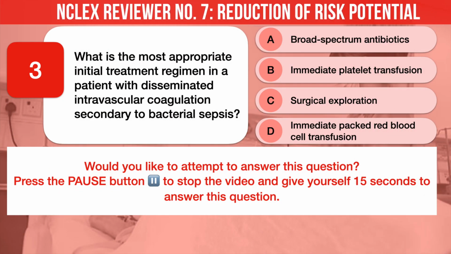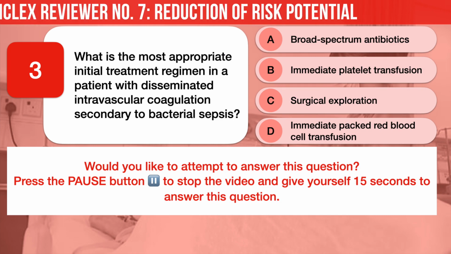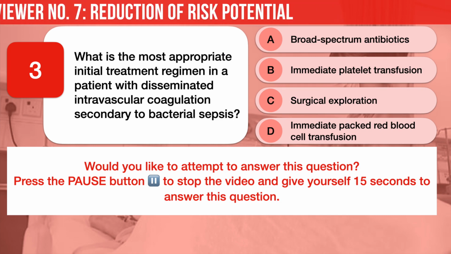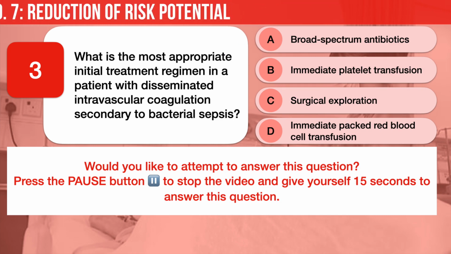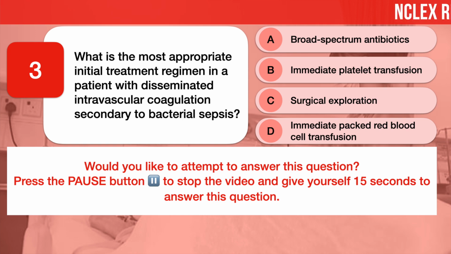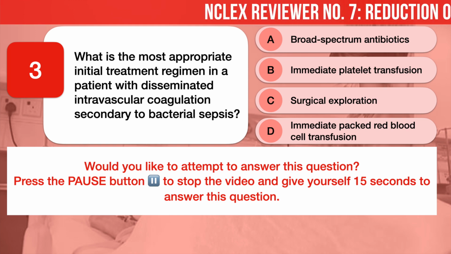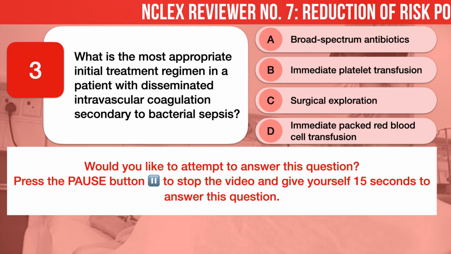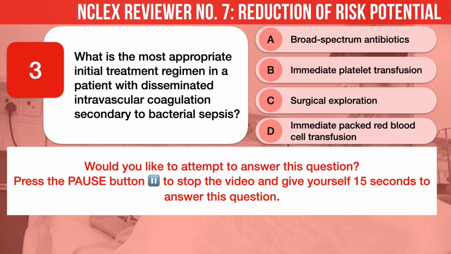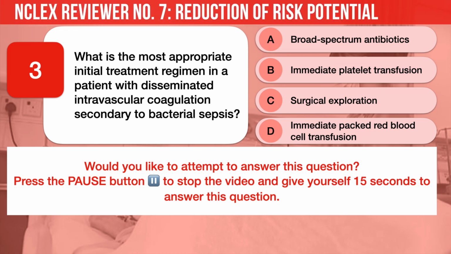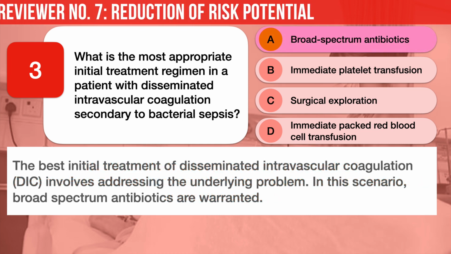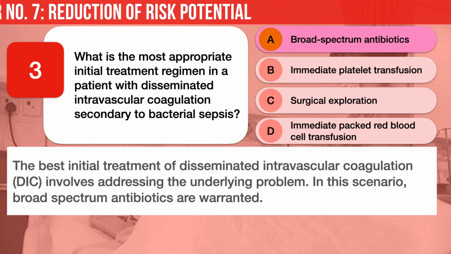Question number 3. What is the most appropriate initial treatment regimen in a patient with disseminated intravascular coagulation secondary to bacterial sepsis? A. Broad-spectrum antibiotics. B. Immediate platelet transfusion. C. Surgical exploration. D. Immediate packed red blood cell transfusion. The correct answer is A.